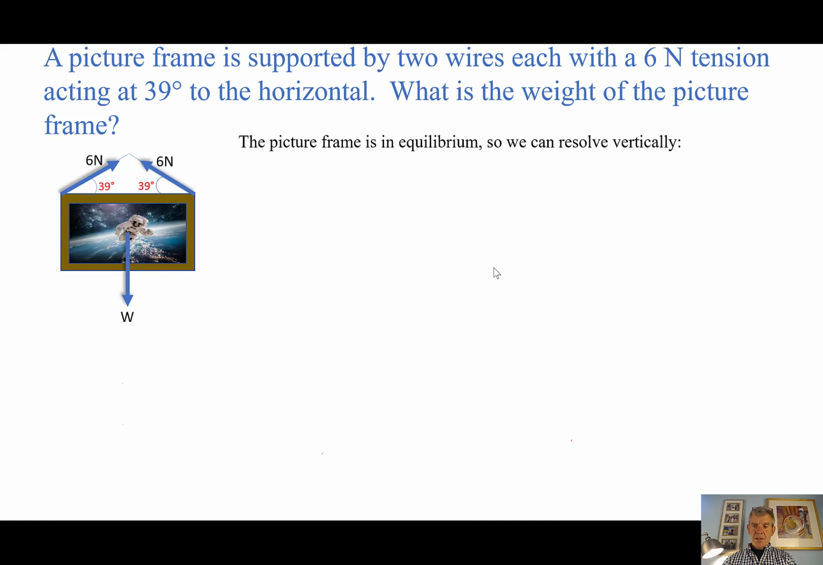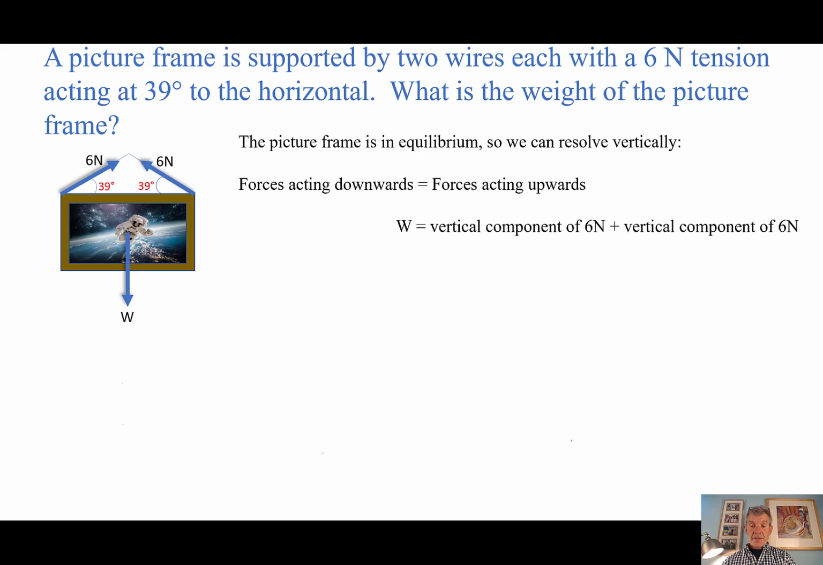The picture frame is in equilibrium, so we can resolve vertically. The forces acting downwards are equal to the forces acting upwards. The force acting downwards is the weight. The forces acting upwards are the vertical components of each of those 6 Newton forces.